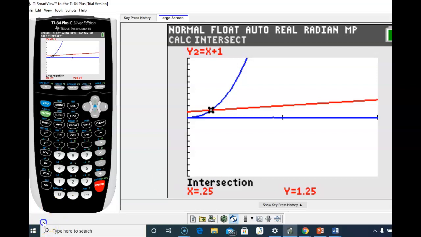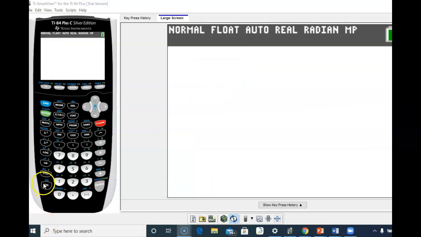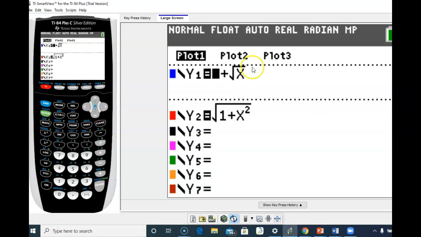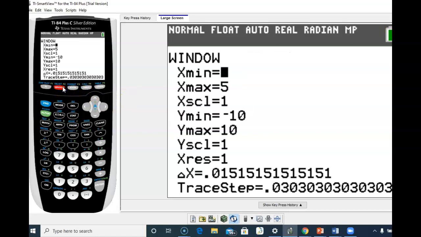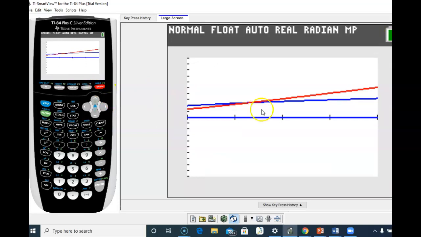Okay, so for the second problem here, for y equals, we're going to enter our first equation, which was 1 plus the square root of x. And then the second equation was the square root of 1 plus x squared. Our interval was from 1 to 5, so we'll change that. And then when we press graph, you're going to see something that looks like this. So our point of intersection is right in here.